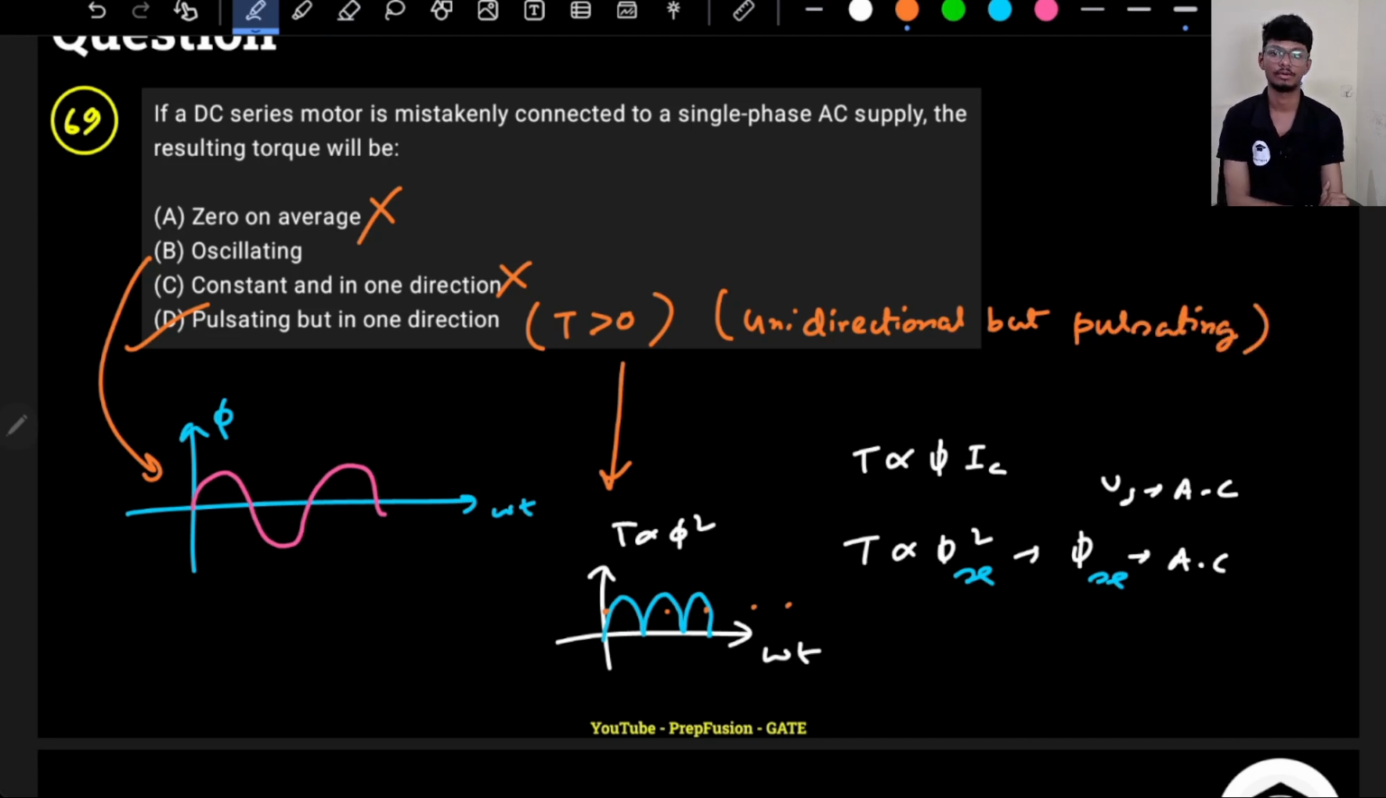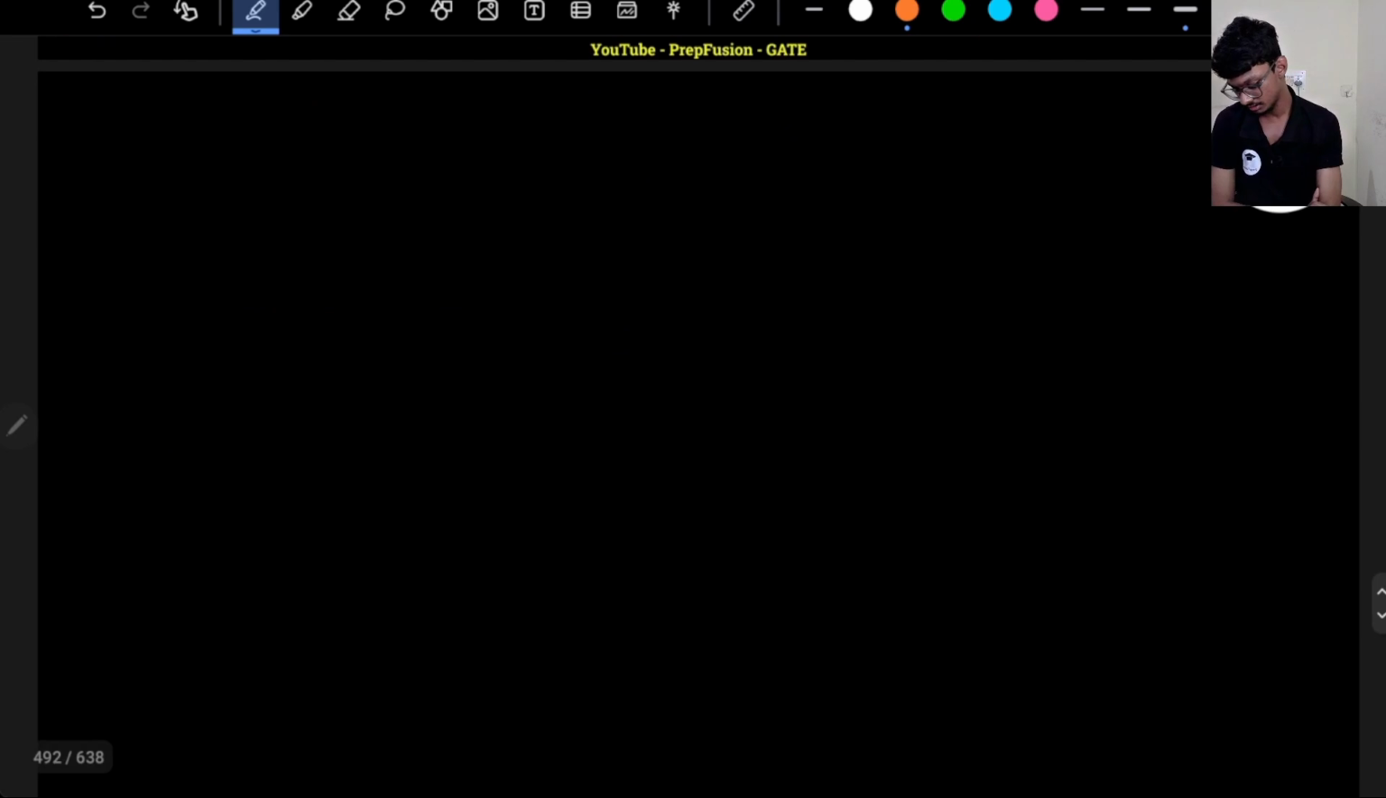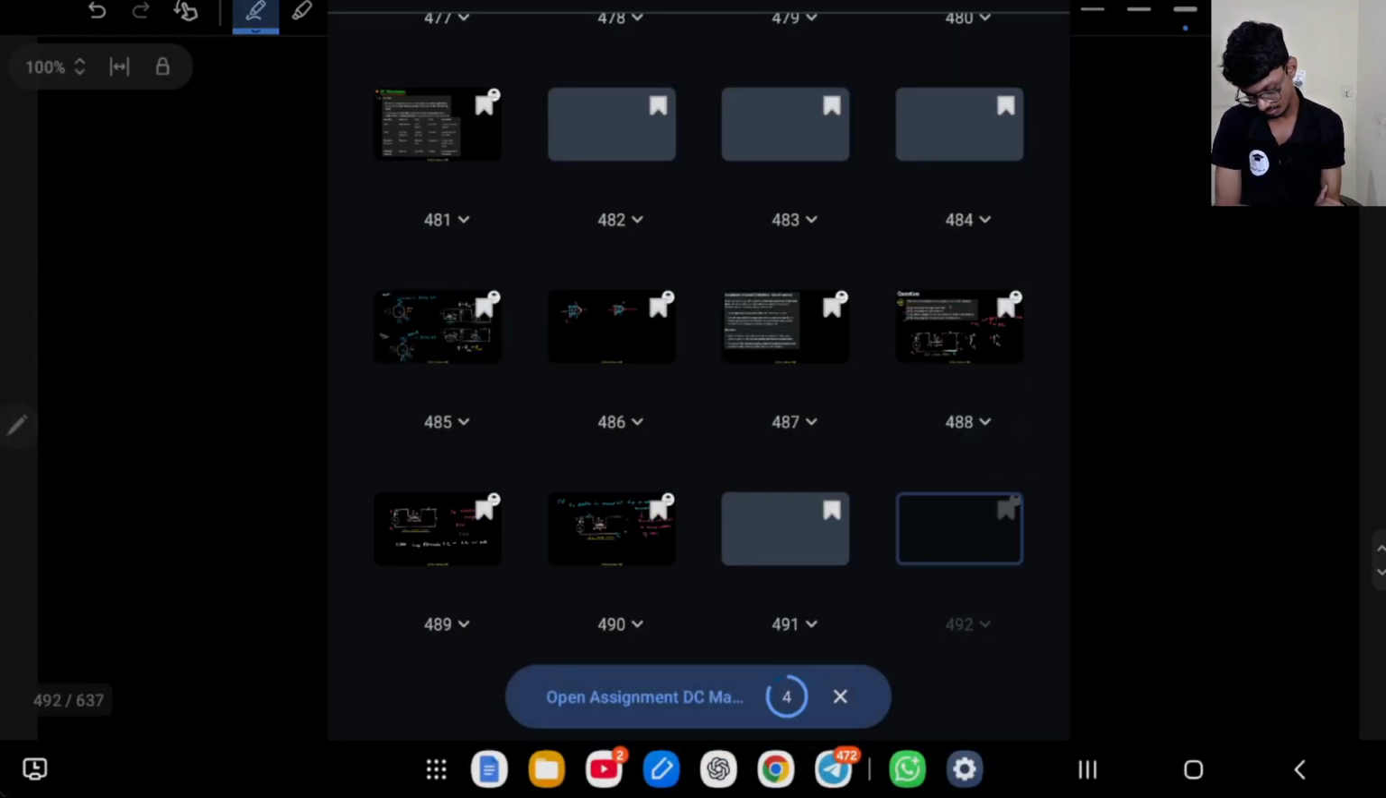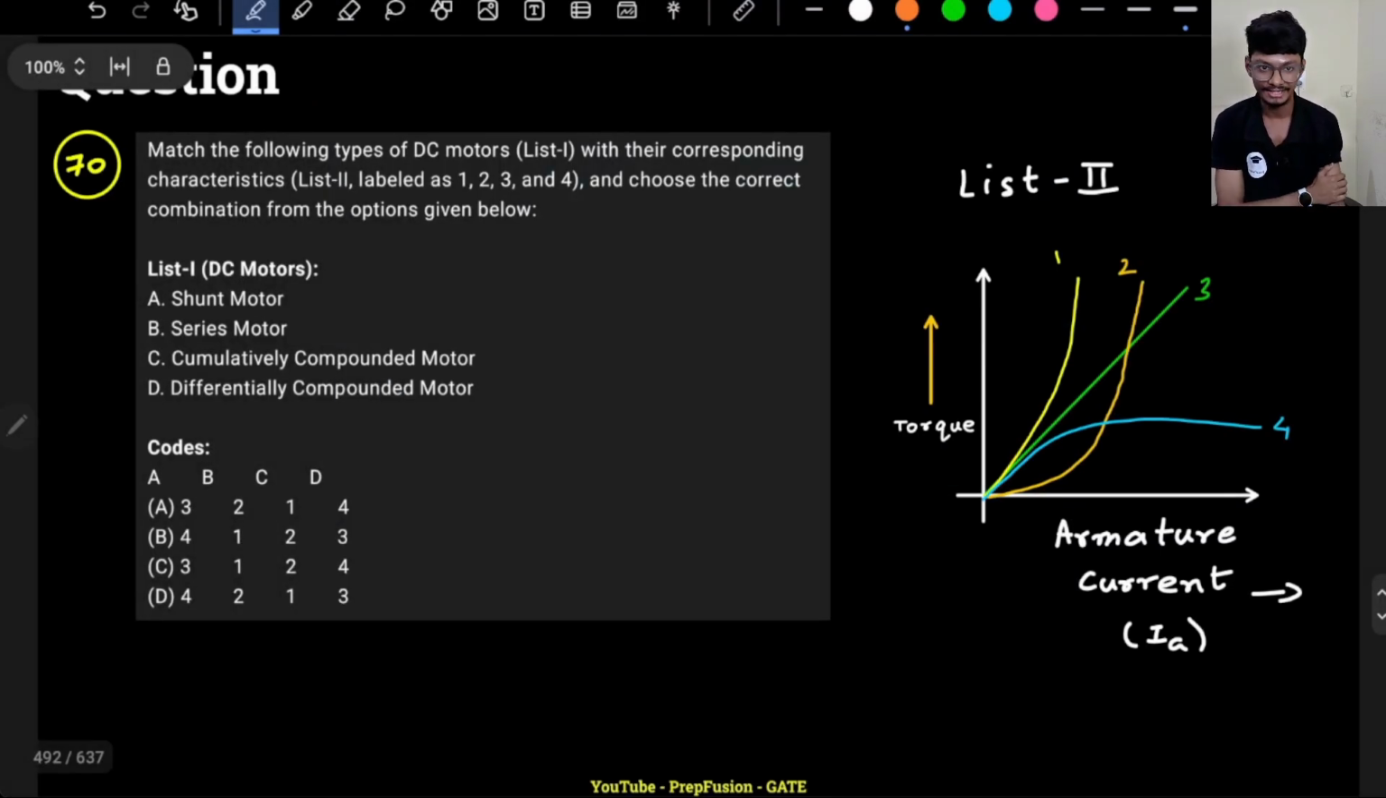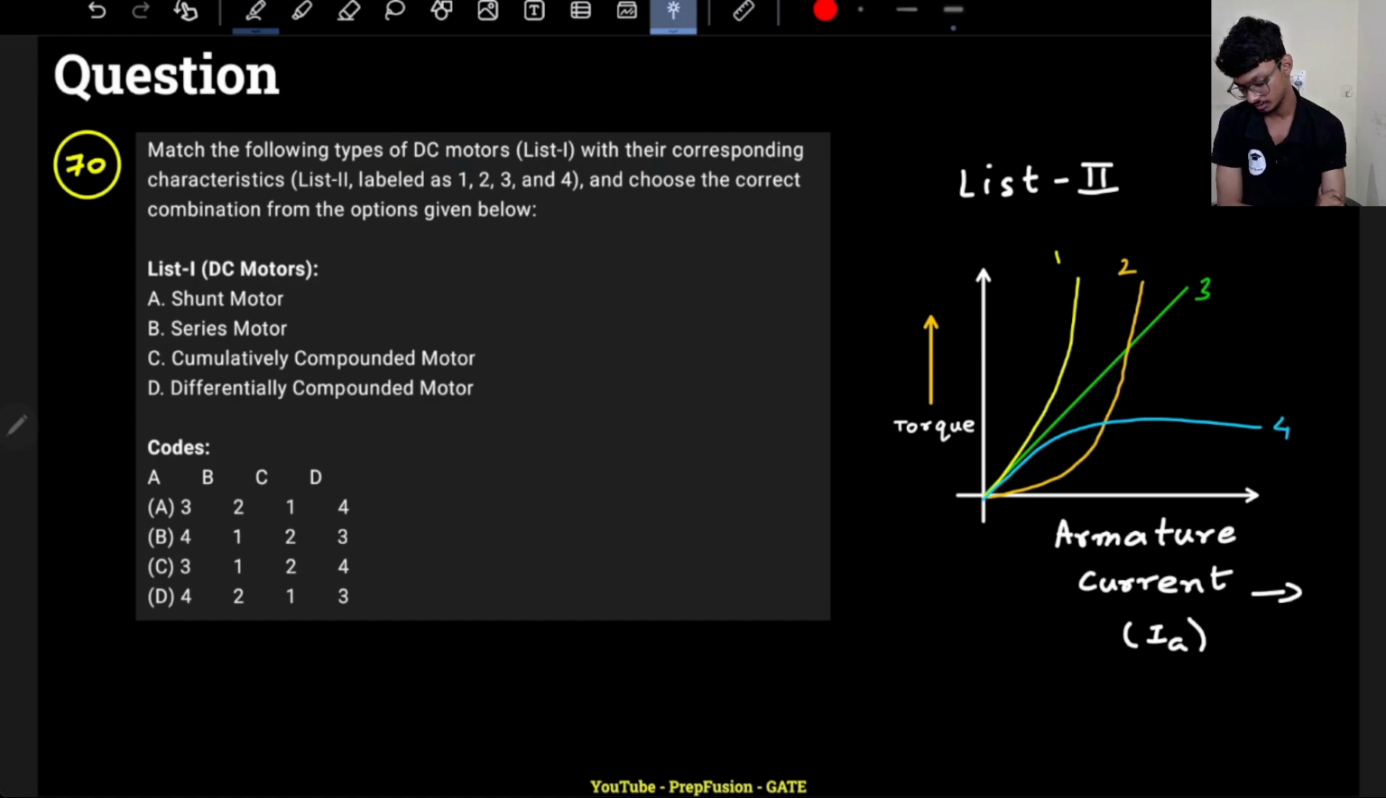Pulsating. Okay, so let's now do the next question. In the next question we have to match the following DC motors with their corresponding characteristics. List 1 and list 2 are labeled. List 2 is 1, 2, 3, 4, list 1 is this. Choose the correct combination from the options given below.